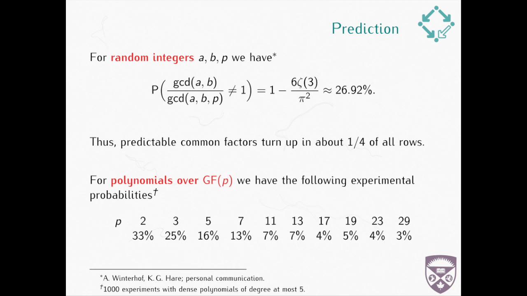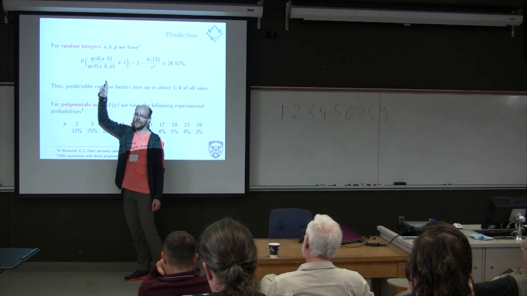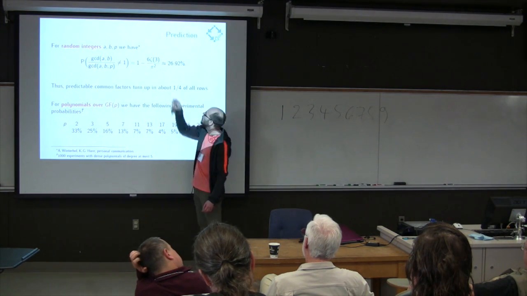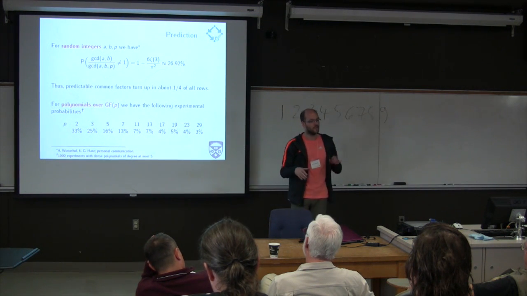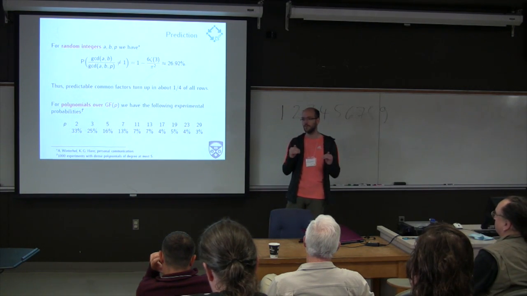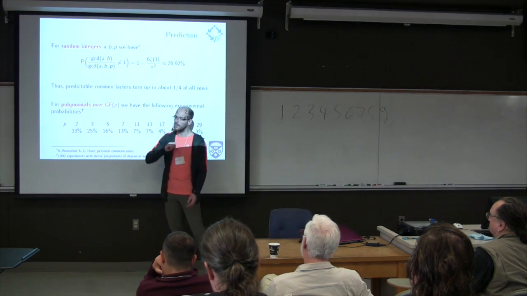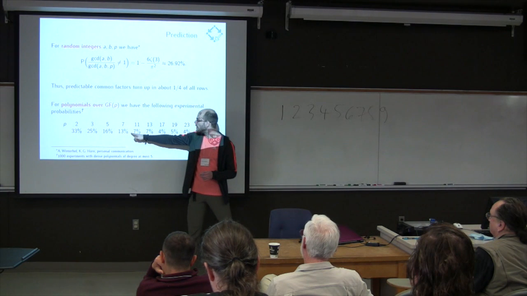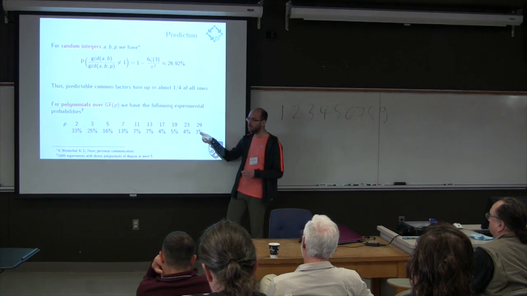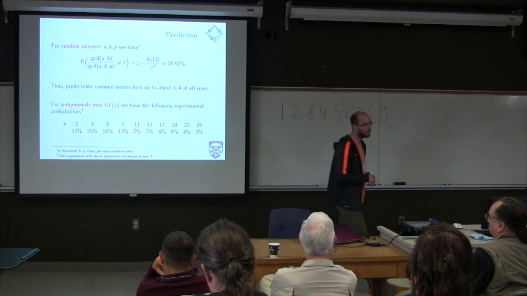And thanks to Kevin Hare, who will be speaking later in this session, we actually, at least for the integers, can tell you how likely it is that this GCD here is non-trivial. So we get a value of approximately 26%, which means that in around one quarter of all the elimination steps, a common factor will turn up, at least for integers. I also did some experiments with polynomials over a finite field, and you can see that the probability of a common factor turning up in that way gets lower, but at least for small primes, you still have a lot of common factors occurring in that way.